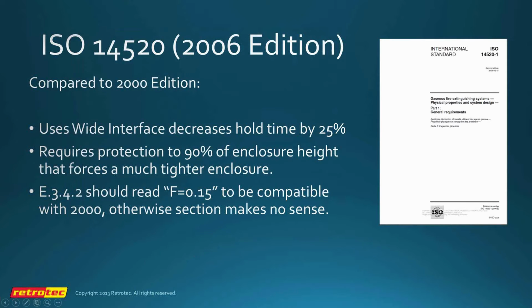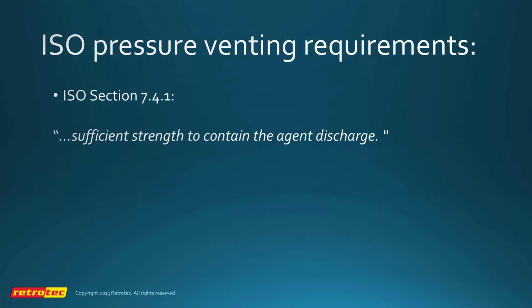There's also a mistake in there in E3.4.2, which should read F equals 0.15, which is actually quite important because it means that whole section doesn't make sense if you read it the way it's written. All you really have to concern yourself with is not so much perfect understanding of the standard. Our software does the test according to the standard, so you simply have to follow the steps in our software and go through it, and it will give you a compliant test.